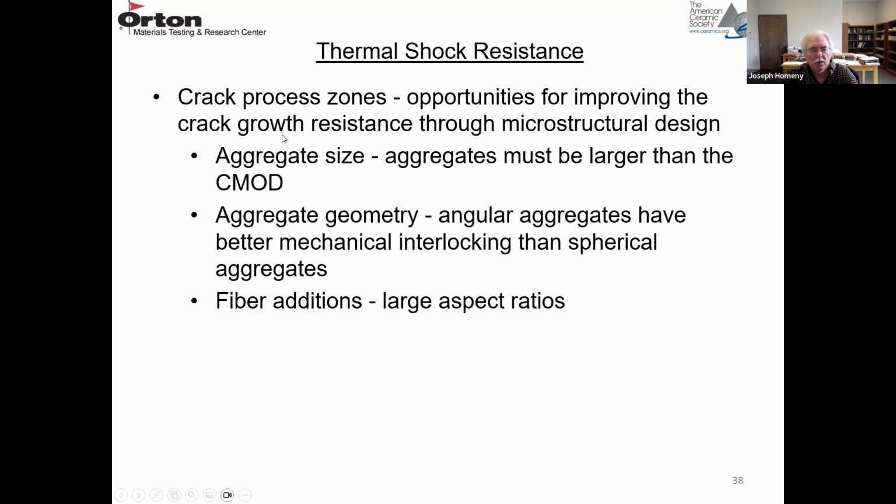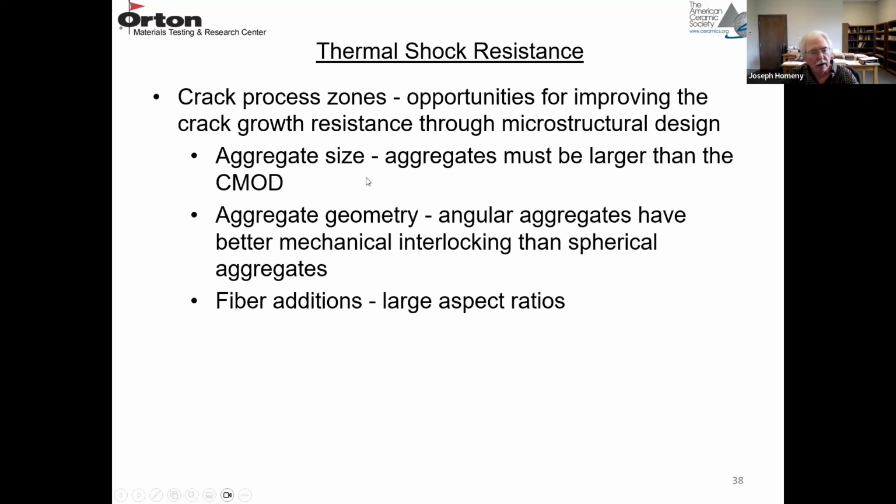So how do you improve thermal shock resistance? What are the opportunities for improving crack growth resistance by controlling the microstructure, designing a microstructure? Actually, the 6th course in this lecture series is just on microstructural design for thermal shock resistance.